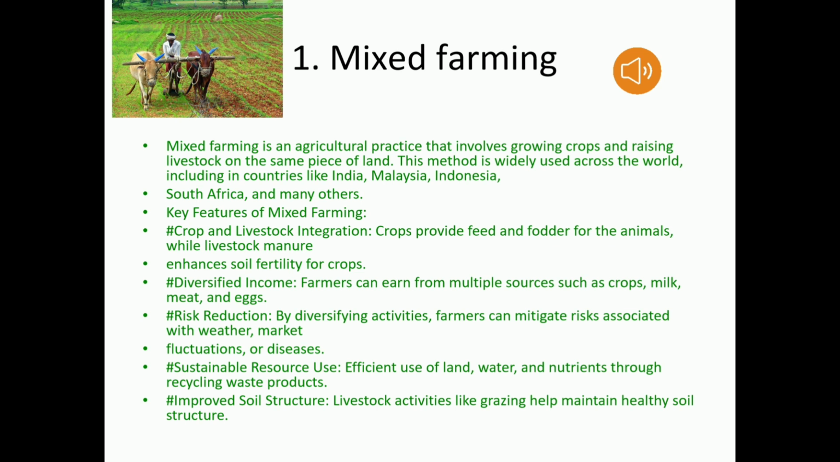Crop and livestock integration. Crops provide feed and fodder for the animals, while livestock manure enhances soil fertility for crops. Diverse income. Farmers can earn from multiple sources such as crops, milk, meat and eggs. Risk reduction. By diversifying activities, farmers can mitigate risk associated with weather, market fluctuations, or diseases.